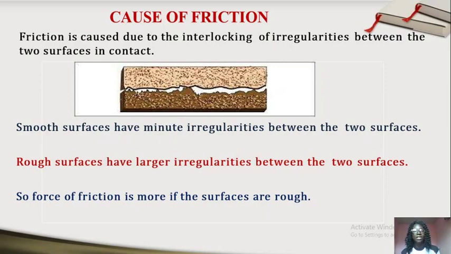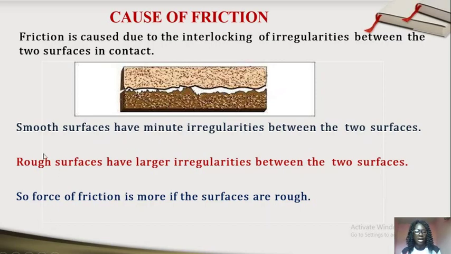But before then, let's look at the cause of friction. Friction is caused due to the interlocking of irregularities between two surfaces in contact. When two surfaces are in contact together, it depends on how smooth or how rough the surface is. For a smooth surface, we have a very little irregularity between two surfaces. Like this surface here I have, this is a very rough surface. So you can see the interlocking between these two surfaces. They are not smooth, okay? It is very rough. So this is what I mean by irregularity. They are not equal. They are not balanced, okay?